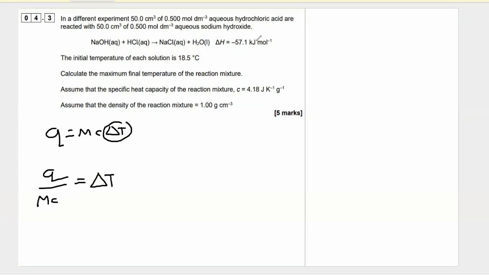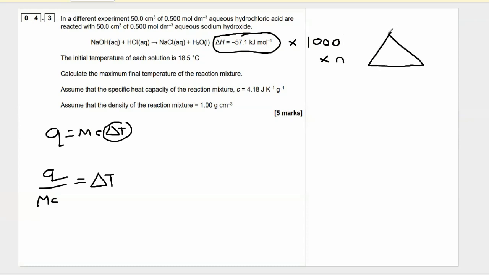Let's find Q first. To find Q, we take this enthalpy change and we need to turn this back into joules. So we need to get rid of the per mole and we need to get rid of the kilojoules. To get rid of the kilojoules and turn it just into joules, we times by 1,000, and then we will have joules per mole. To get rid of the moles, we need to times by the number of moles.